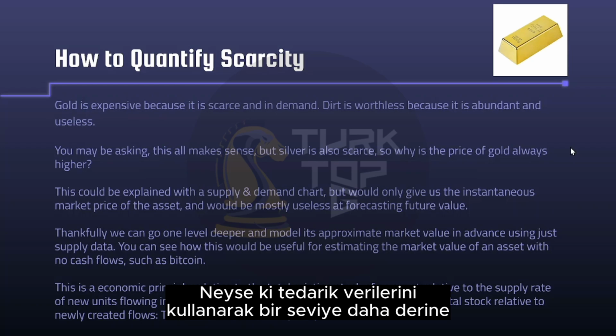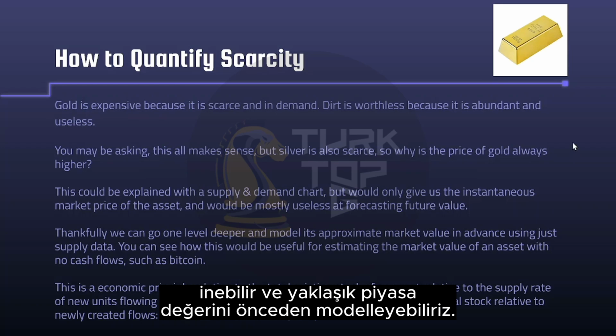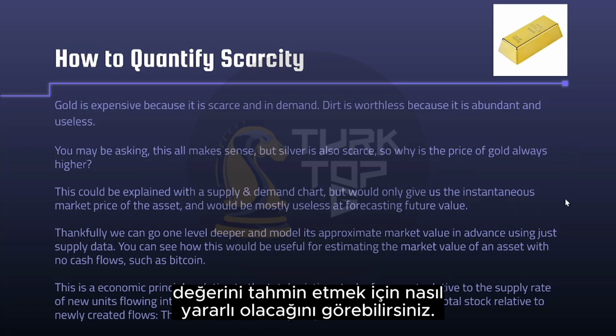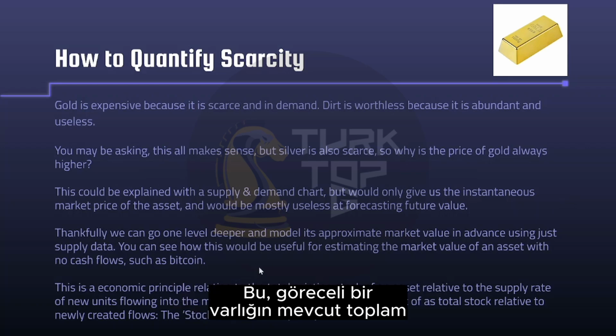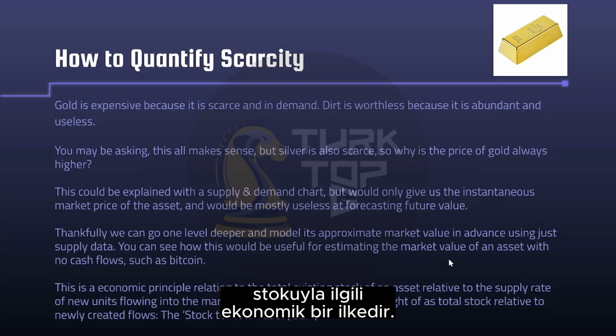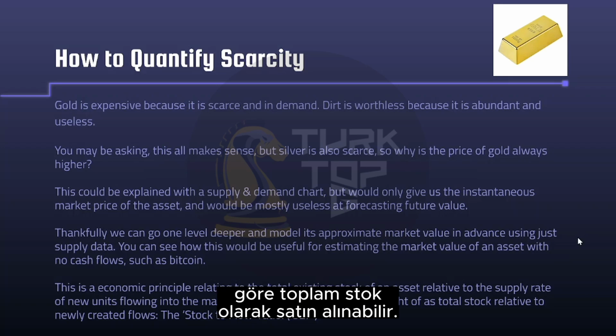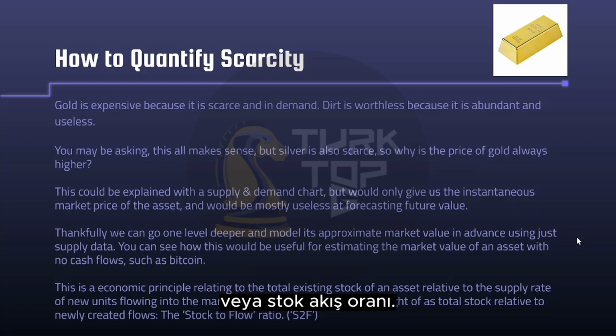Thankfully, we can go one level deeper and model its approximate market value in advance using supply data. You can see how this would be useful for estimating the market value of an asset with no cash flows, such as Bitcoin. This is an economic principle relating to the total existing stock of an asset relative to the supply rate of new units flowing into the market. This relationship can be thought of as the total stock relative to the newly created flows, or the stock-to-flow ratio.